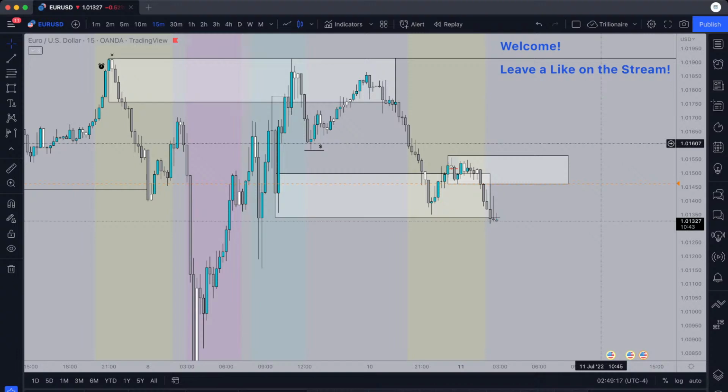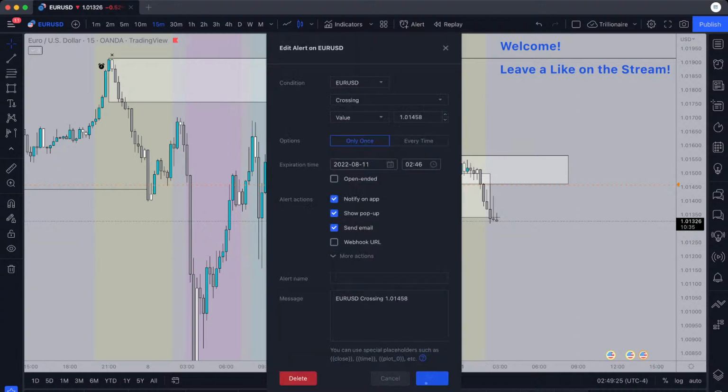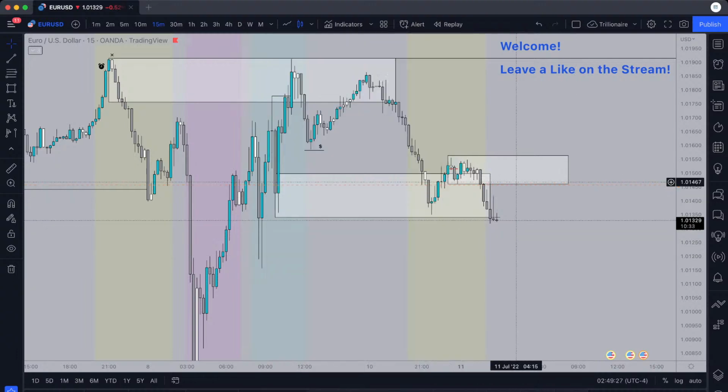We're going to see what we can do with it. Yeah. So if I were you guys, I would set an alert here, and look for price to possibly return back to this area, and then continue to possibly push to the downside.